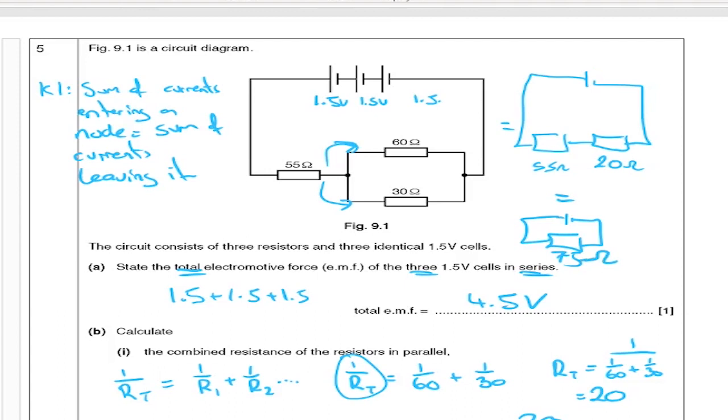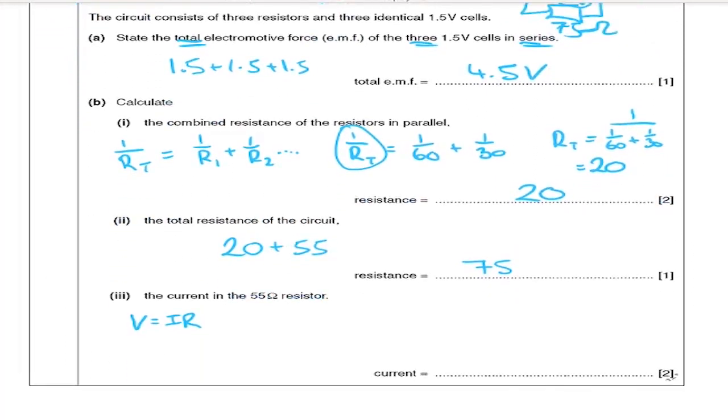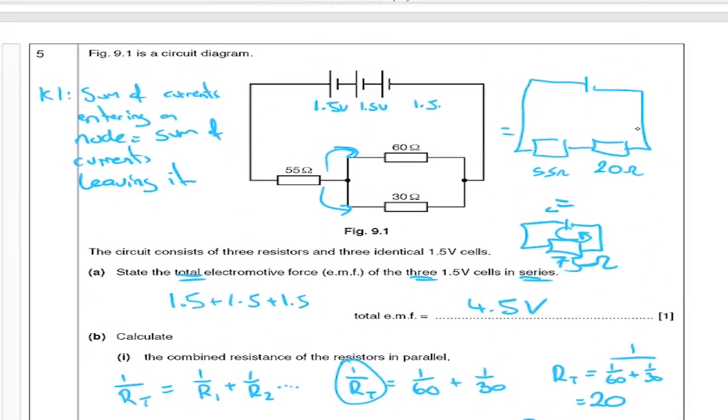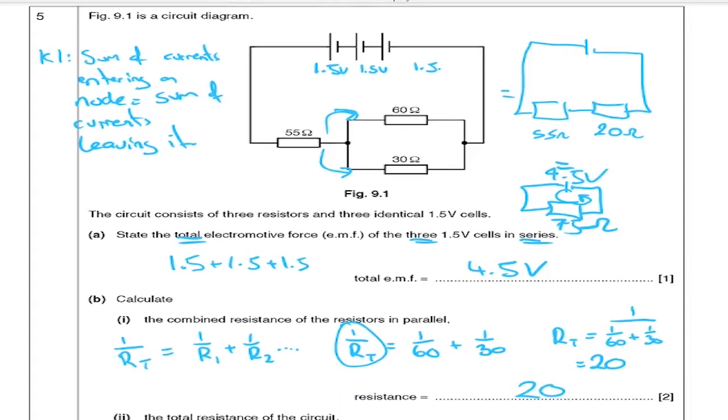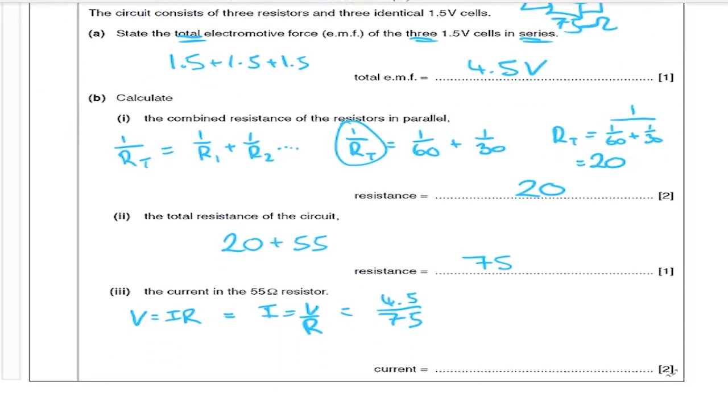And I know that around this circuit all the way, the current will be identical. So all I need to do is say, well, if I had this imaginary 75 ohm resistor, what would be the current? Because that would be the same current as through the 55. So I can say that I is equal to V over R. In this equivalent circuit, I've got a voltage of 4.5 volts. So that's 4.5 over a total resistance of 75, which comes to 0.060. And don't forget your units, amps.